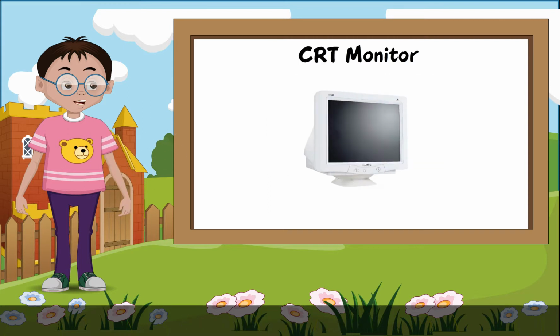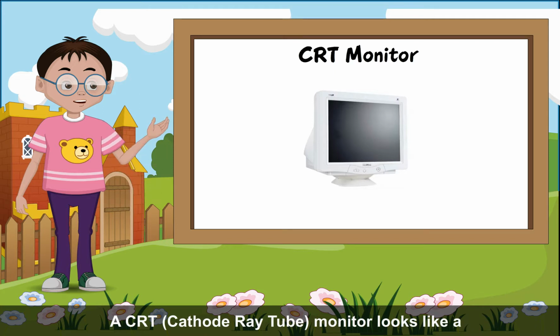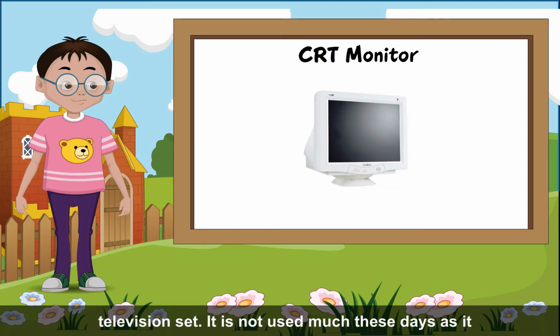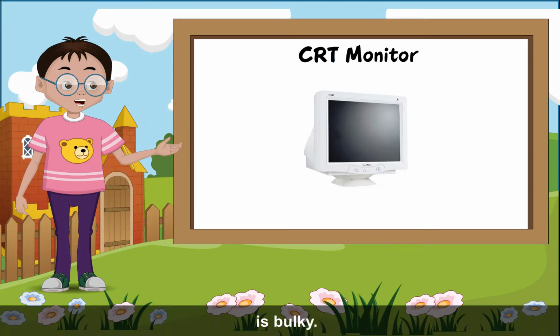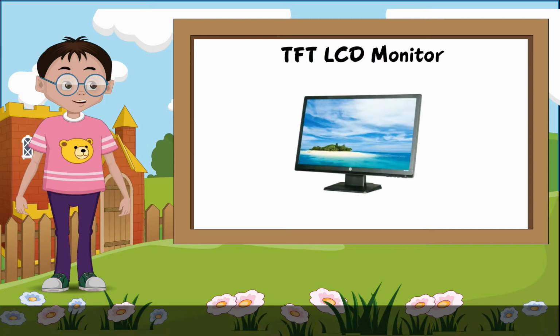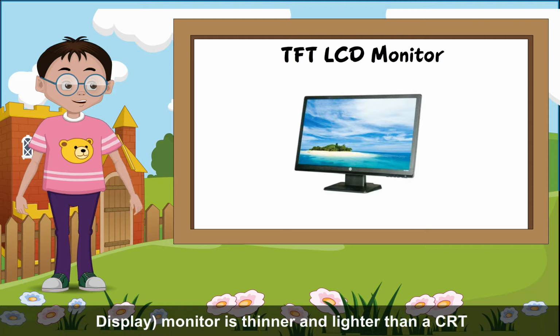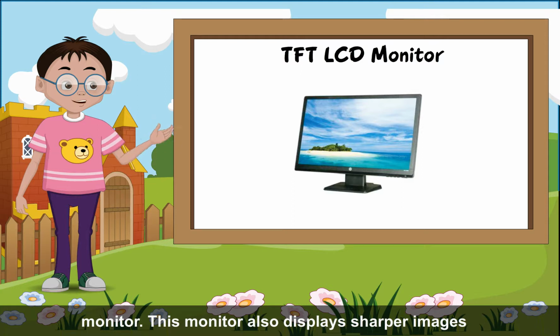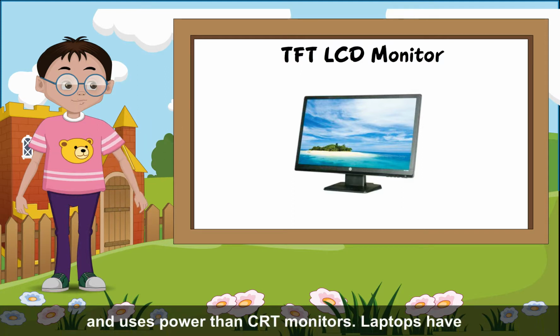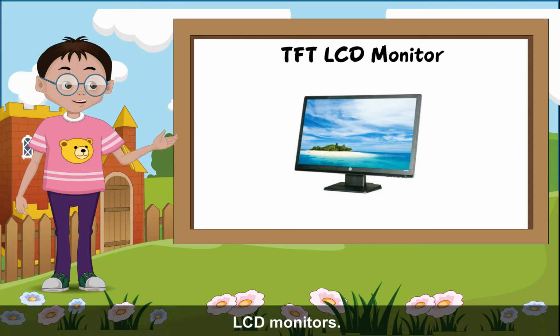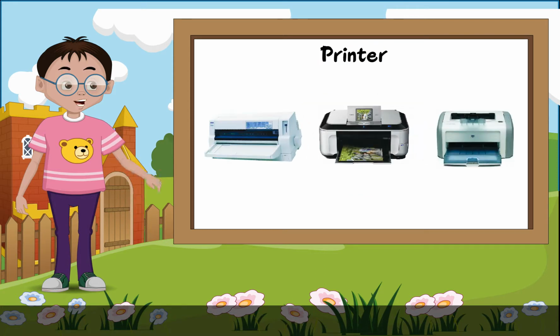CRT monitor. A CRT or cathode ray tube monitor looks like a television set. It is not used much these days as it is bulky. TFT LCD monitor. TFT LCD or thin film transistor liquid crystal display monitor is thinner and lighter than a CRT monitor. This monitor also displays sharper images and uses less power than CRT monitors. Laptops have LCD monitors.